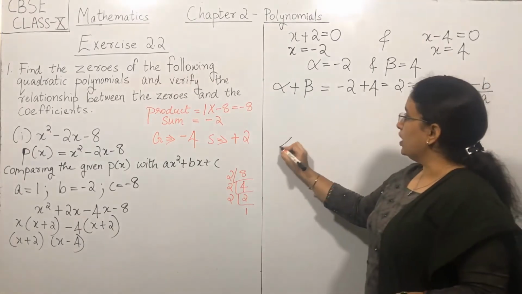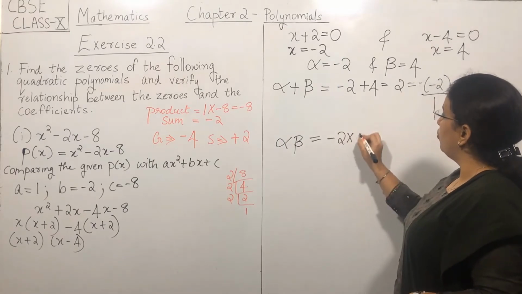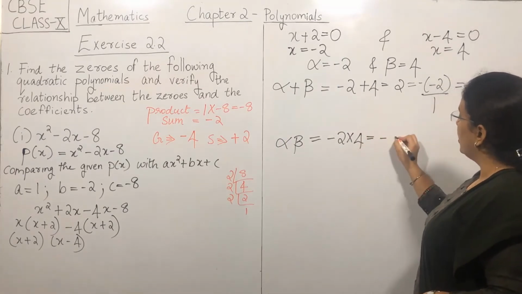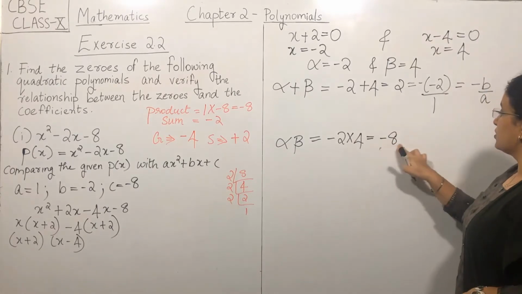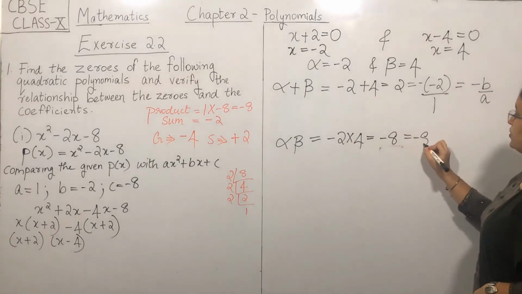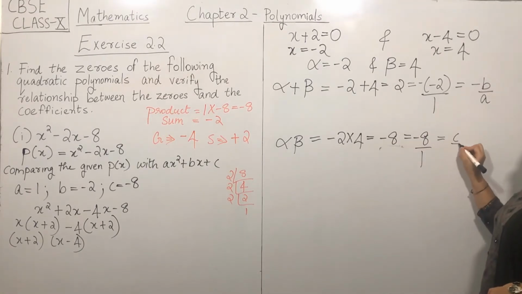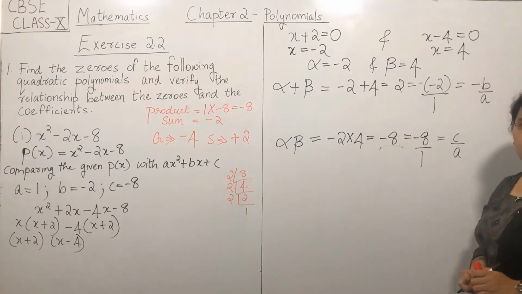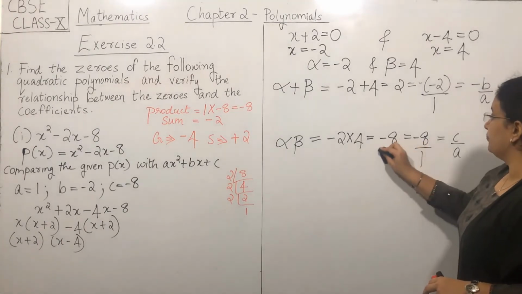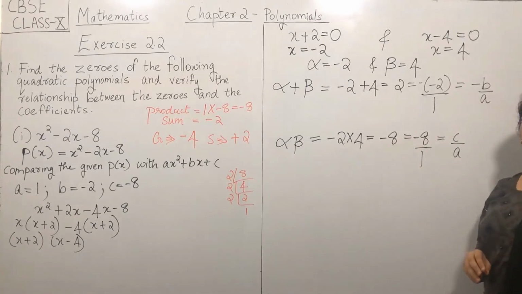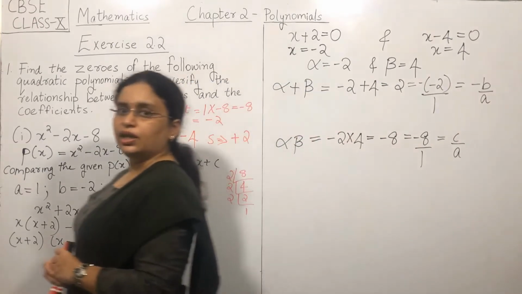Now we can write alpha into beta, that is minus 2 into 4 equal minus 8, and we can write it as minus 8 by 1, right? Minus 8 by 1, which is equal to c by a. Okay. So hence we found the zeros and verified the relationship between coefficient and the zeros. Okay.